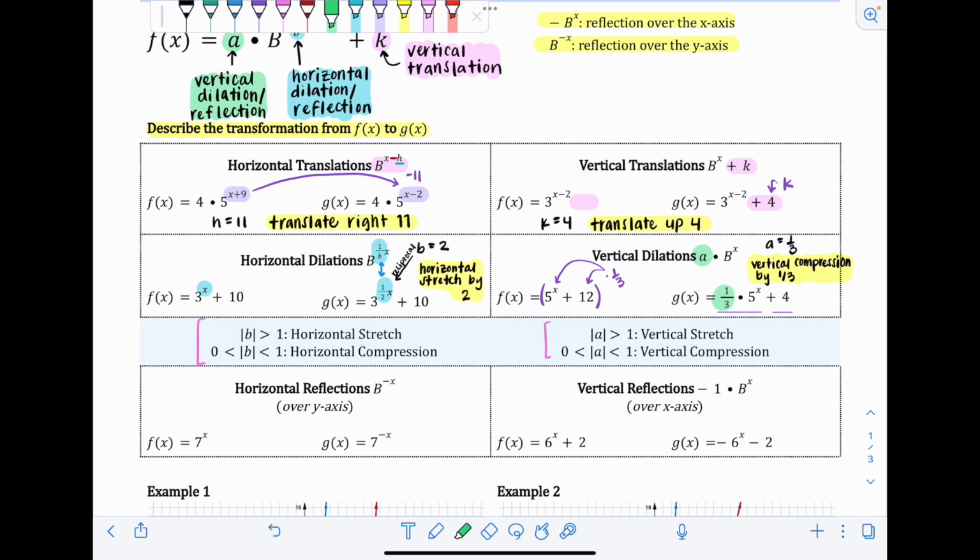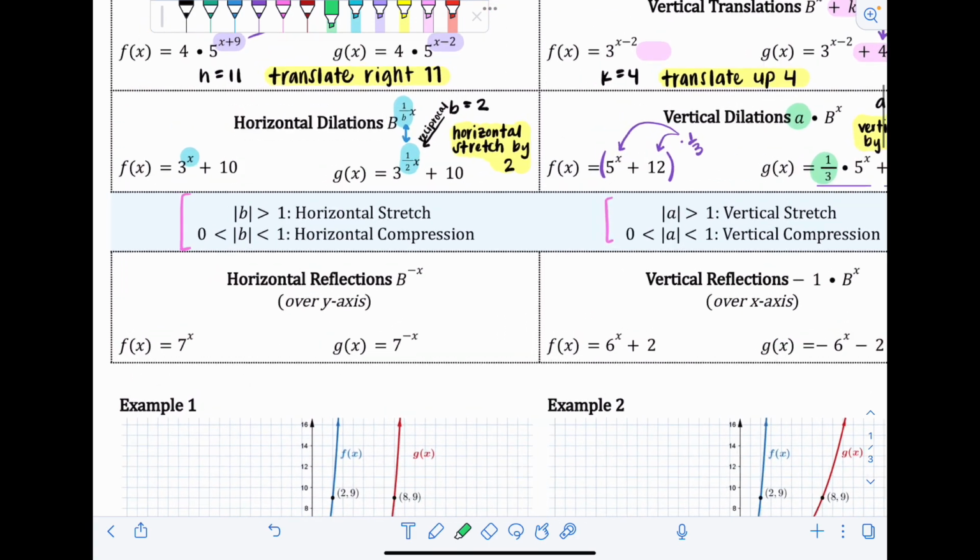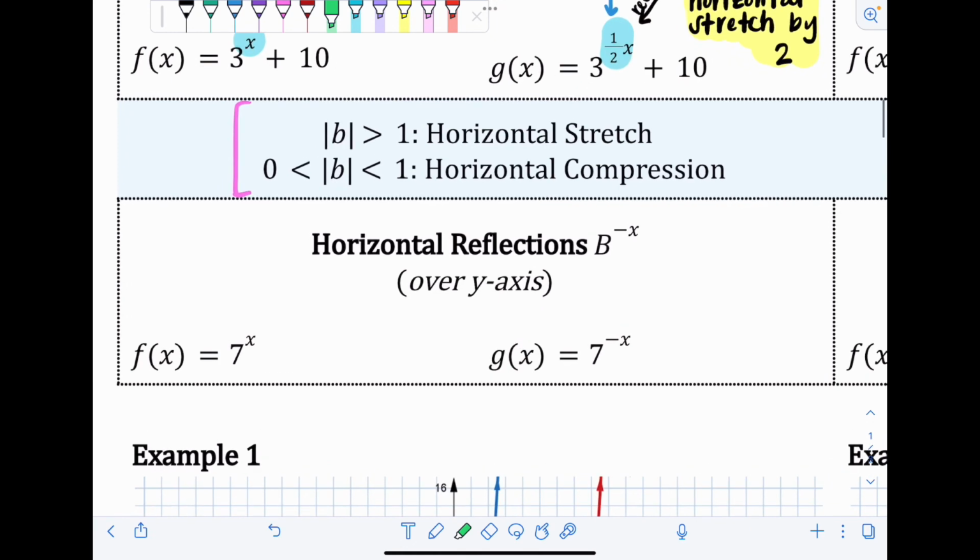Okay, moving down to a horizontal reflection, which is a reflection over the y-axis, if it switches side to side. So a horizontal reflection happens by negating the input, and that means that we make the original x value negative, or the opposite sign of what it was originally. So for this one, f of x is equal to 7 to the x power. If I were to want to reflect that horizontally, all I would have to do is take that x and make it into a negative x, and that would reflect it horizontally.